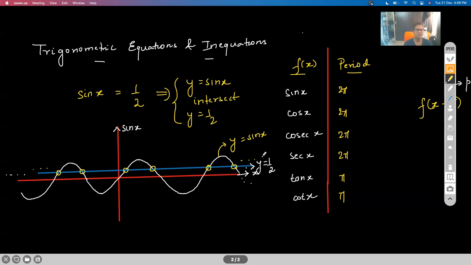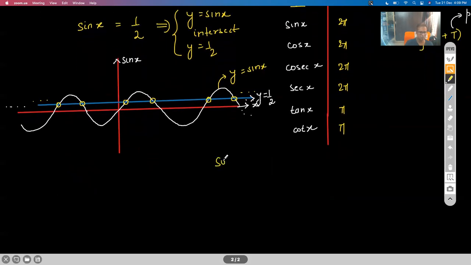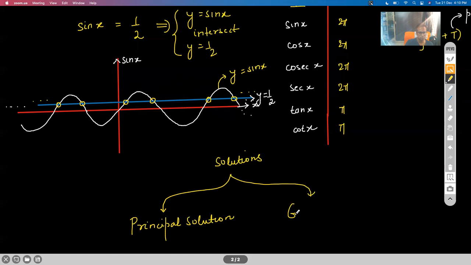Because there are infinitely many solutions to this question, we normally divide the solutions into two categories. One is what we call the principal solution, and the other is what we call the general solution. Okay, please note this down. Principal solutions, I should write.